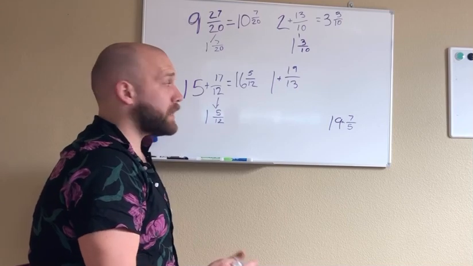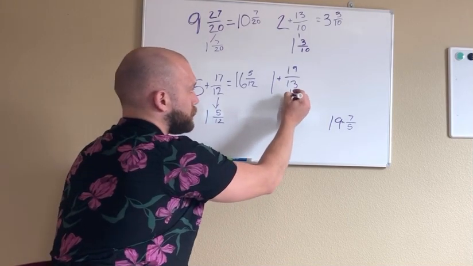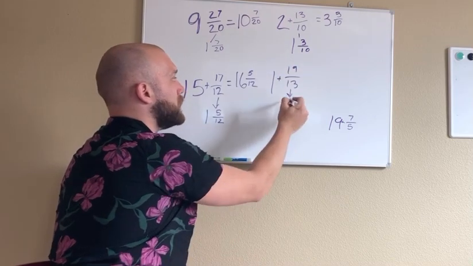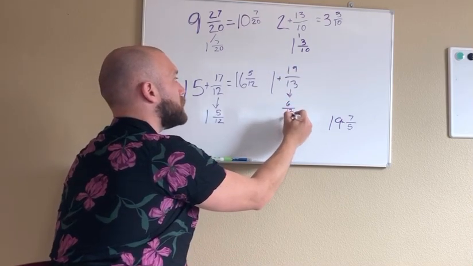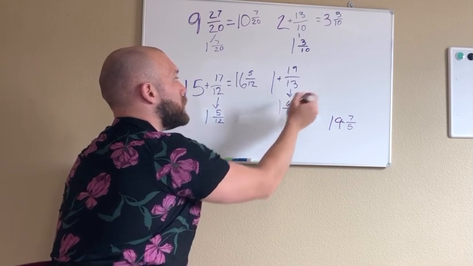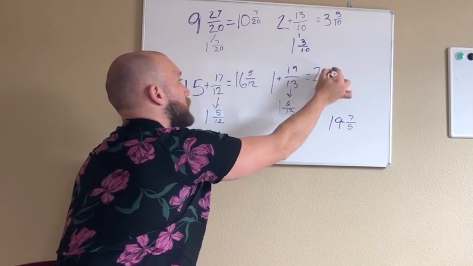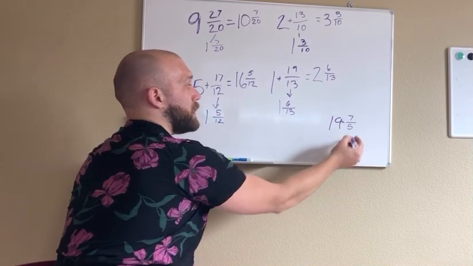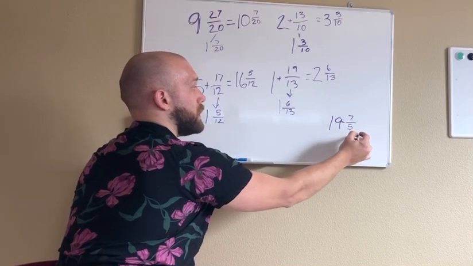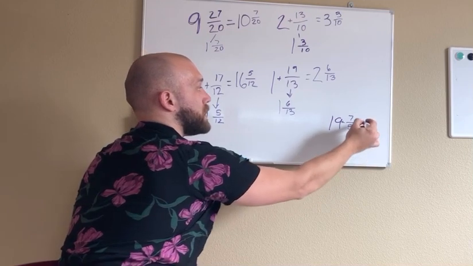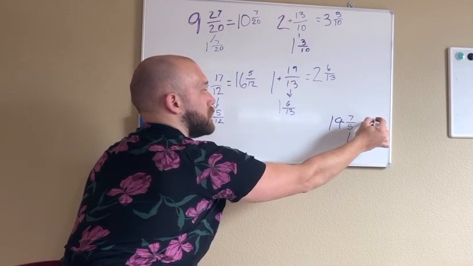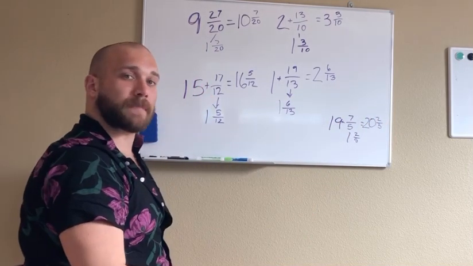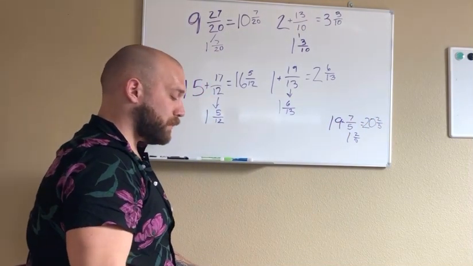All right, let's review the answers. So we know 19 minus 13 is 6/13 and 1. So this is going to be 2 and 6/13. And this is going to be 1 and 2/5. So the answer is going to be 20 and 2/5. All right. So let's move on.